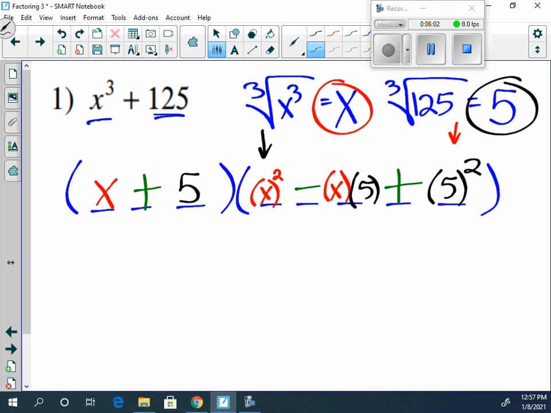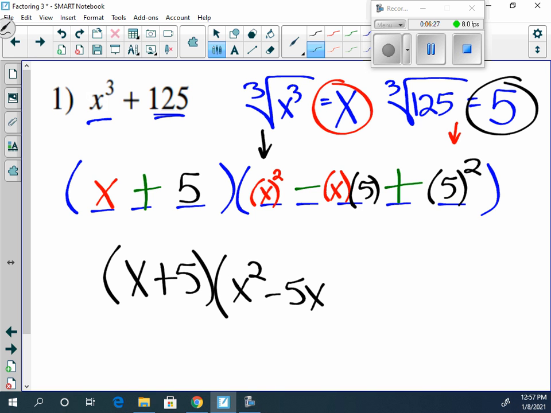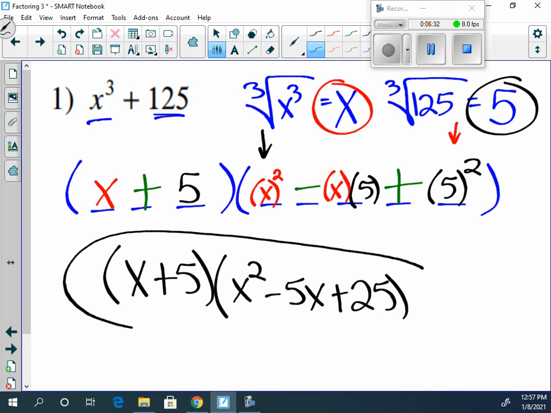Any questions on this here so far? We have one last step and we're done. Well, that's just simplifying it. Now, x plus 5 isn't going to change. Now, we're going to simplify x squared. Well, it's just going to be x squared. For this one here, we just drop the parentheses. The middle one, we're going to have x times 5, which gives us 5x. And the last one is 5 squared, which would be 25. That's it. That's all there is.